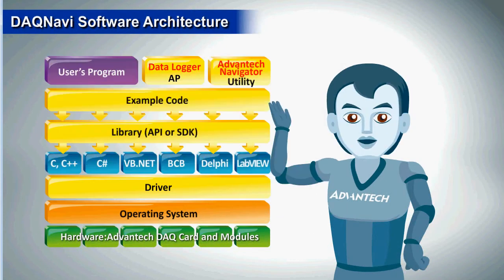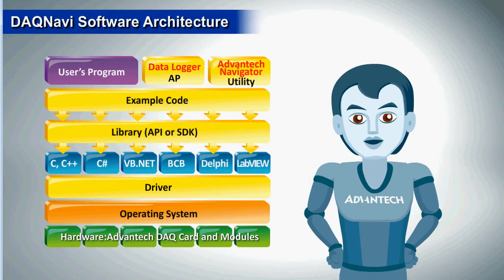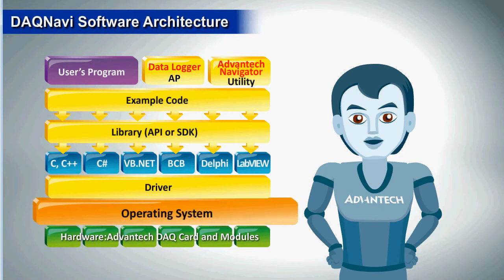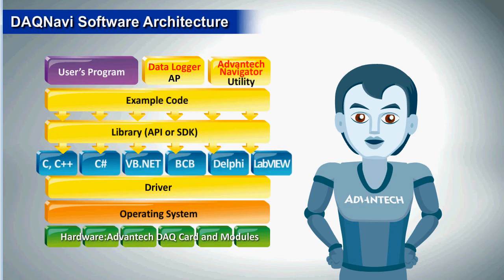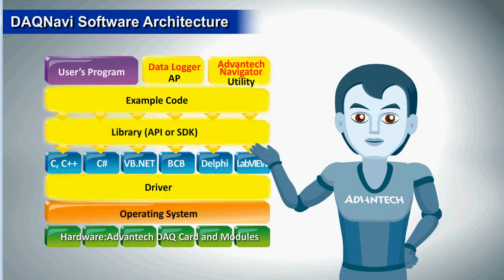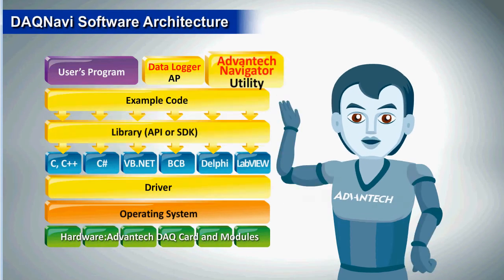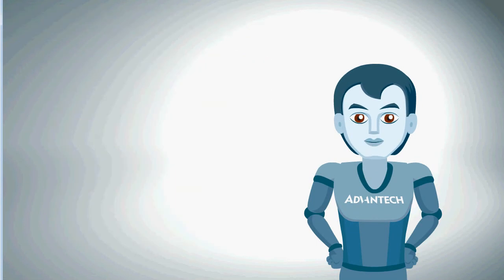Let's look at DAQ Navi's software architecture. As you can see, there are several software layers, including the operating system, device driver, library, and examples for different programming languages, and the utility and application software. The yellow parts are what DAQ Navi offers, including a dedicated utility called Advantech Navigator. In the following session of this video, I'll tell you more about this utility.